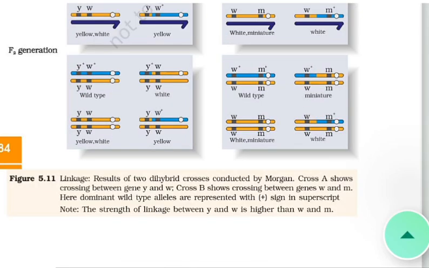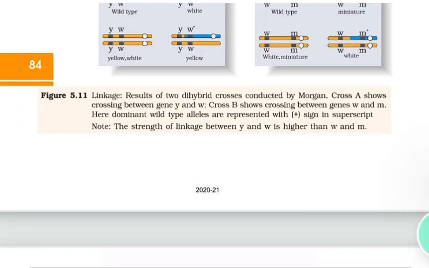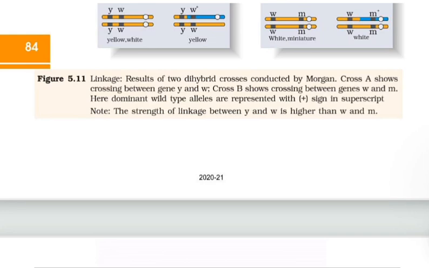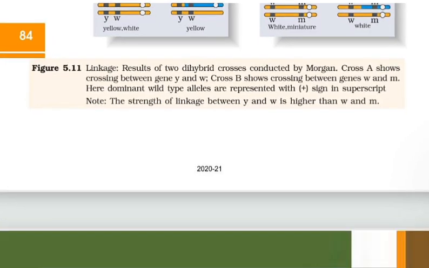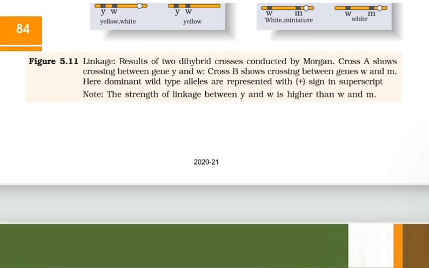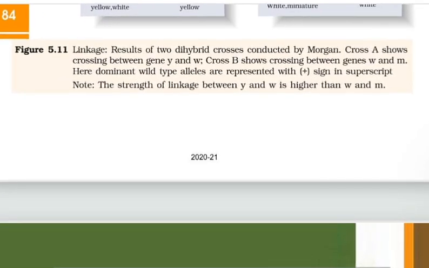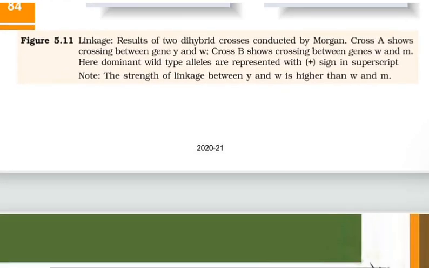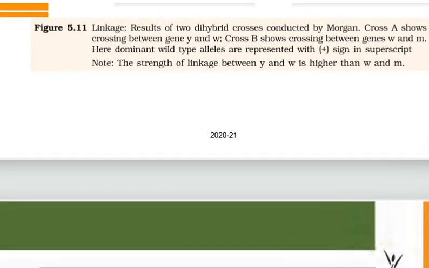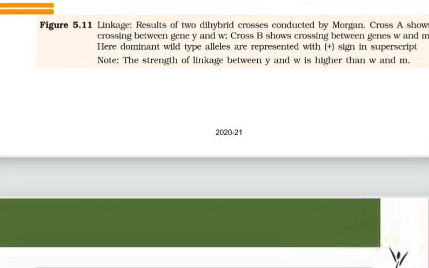Okay? Morgan and his group also found that even when the genes were grouped on the same chromosome, some genes were very tightly linked, showed very low recombination, that is cross A in the given figure, while others were loosely linked, showed higher recombination, which is cross B in Figure 4.11.